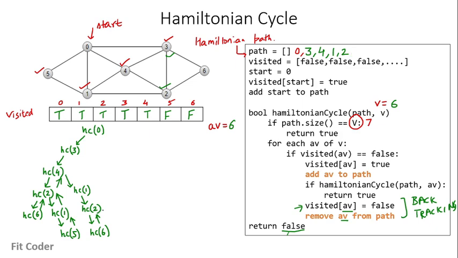Then we come to HC2. Adjacent vertices for 2 are 6, 3, 4 and 1. So all are already visited. So we return false from 2 here, and then we remove 2 from the visited and from the path. So 2 becomes false, and we remove 2 from the path as well. Then we come to this HC1 function. So for 1, the adjacent vertex which is left is 5. So AV becomes equal to 5, and we mark visited of 5 as true, and we add 5 to the path, and we invoke HC5.